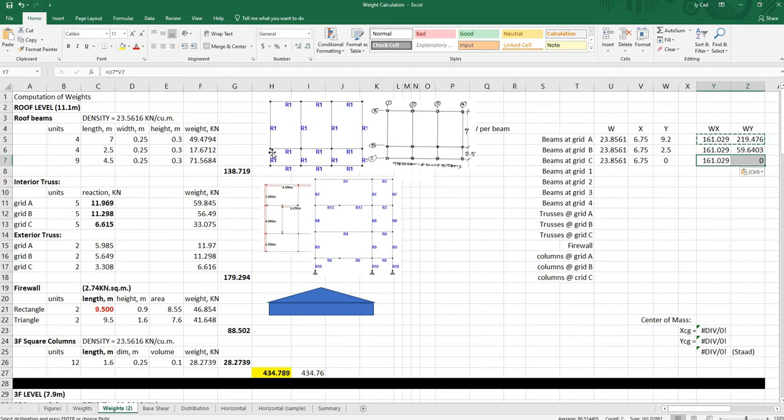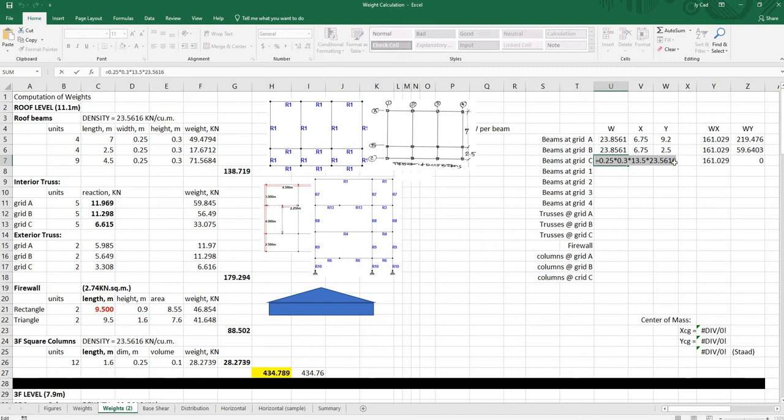Now let's go to beams at grid 1. Also, ito ay R1 pareho. Tapos at grid 2, R1 din, grid 3, R1, grid 4, R1. Ngayon, ang R1, that is 25 by 30, ang pinagkaiba lang yan, yung length, instead na 13.5, it is now 9.5. So we have 16.7876. Tapos, ang x-coordinate niya would be 0. Ang y-coordinate niya would be 9.5 divided by 2.